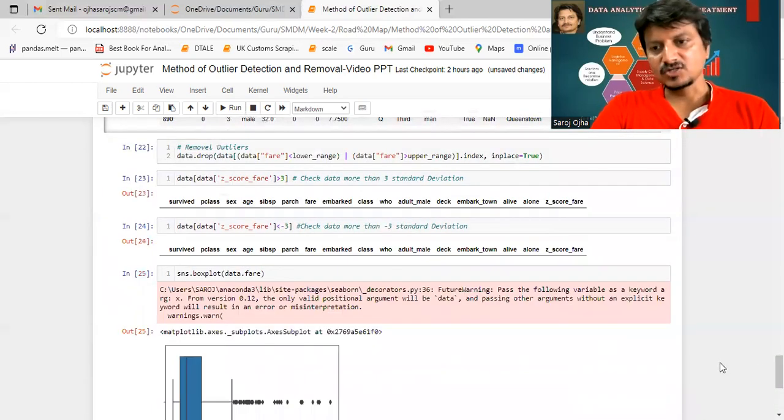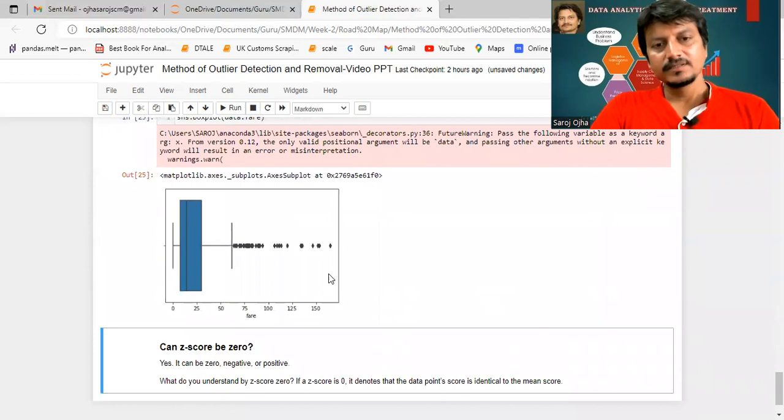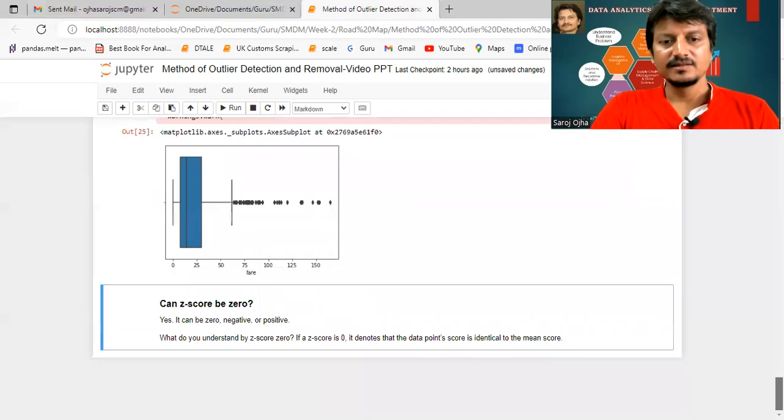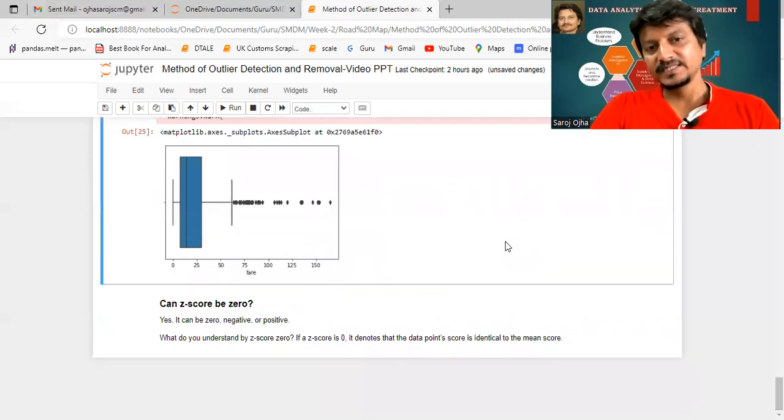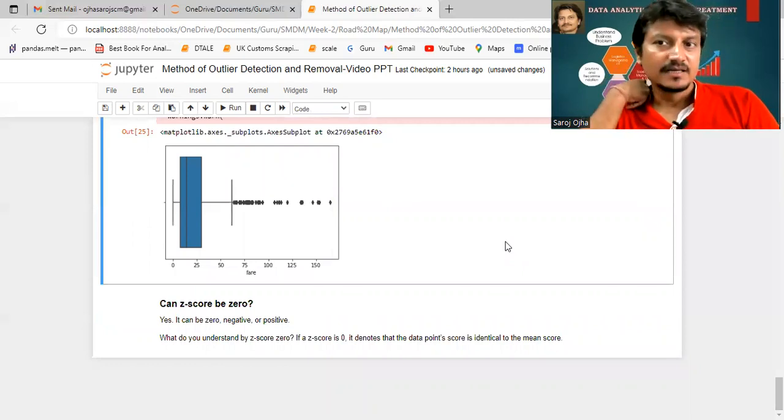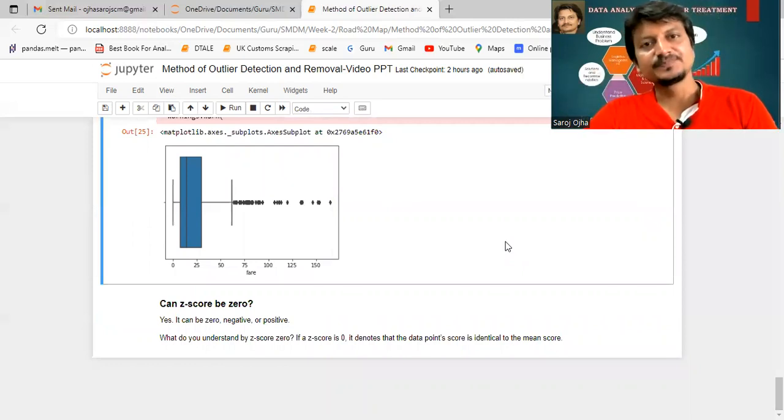Can we see the box plot now after treating it? We can see that we still have outliers in this. That is actually the purpose of doing this. The data is a skewed data, hence this method is not working properly. If you had a normal distribution, or data normally distributed, then it could work perfectly. In this case, we should use the IQR method.